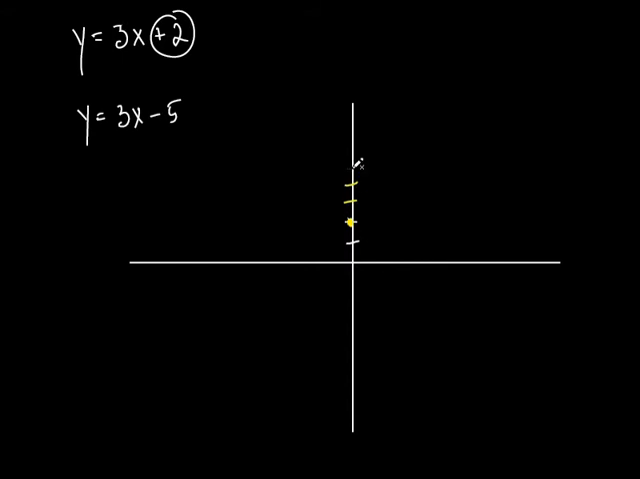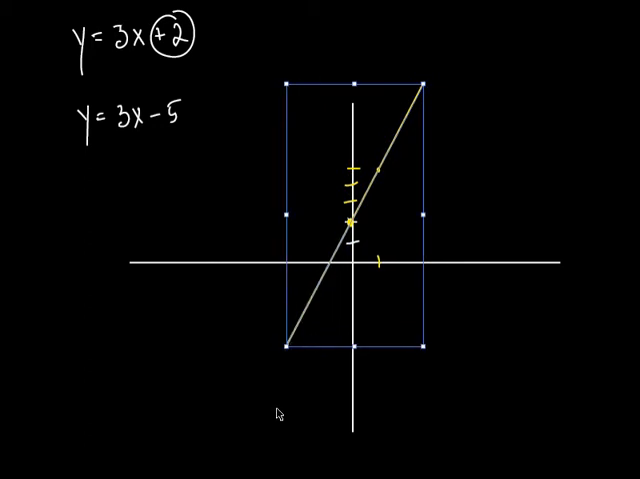So we rise 3 and run 1. So rise 3, 1, 2, 3, run 1 right there. What do we do with both of those? Just connect them, right? Let's get right on the thing, about right there, and we'll extend this out a little bit like that. And there we go. We've got a line. So that's this line right there.